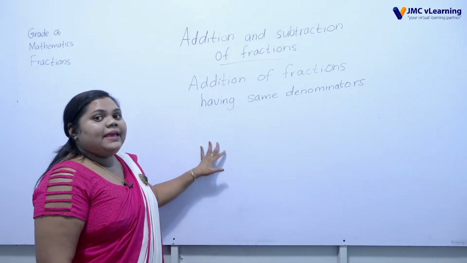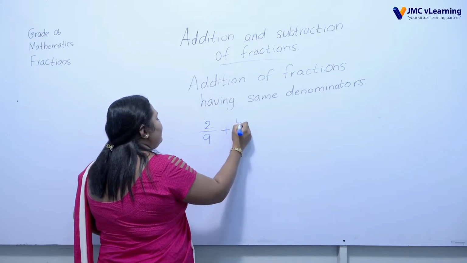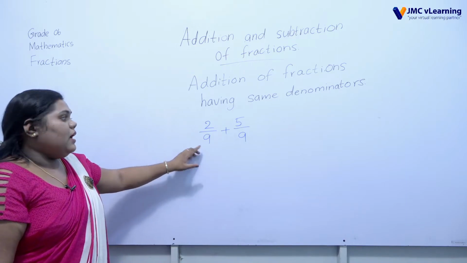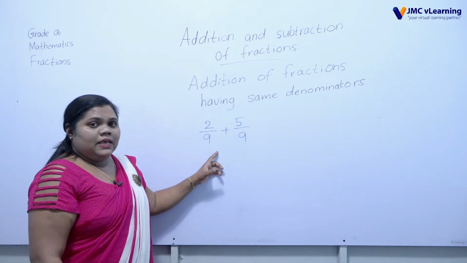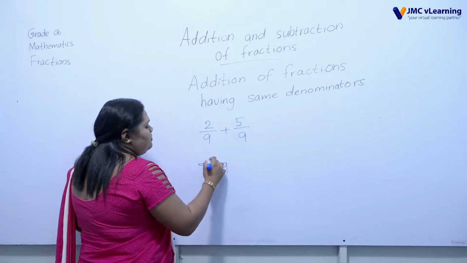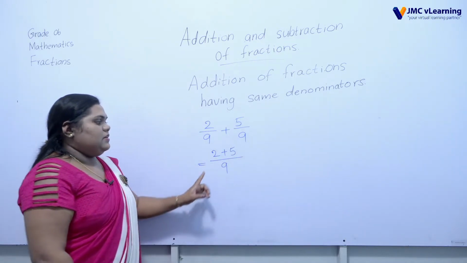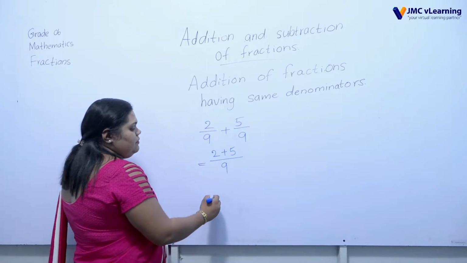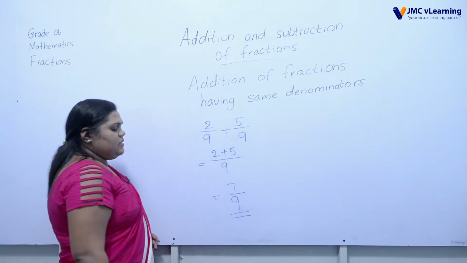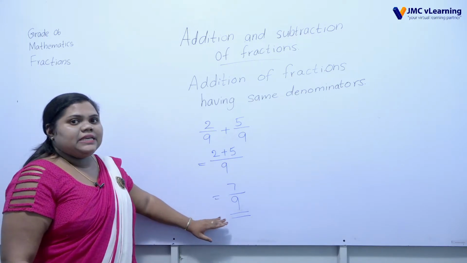Now I will take some examples. 2 out of 9 and 5 out of 9. Now we are going to add these two together. Both the fractions have the same denominator, so you have to add only the numerators together. You put 9 here, and after that you add the numerators together. 2 plus 5, what is the answer? 7. Then the answer is 7 out of 9. Is this difficult? No, it's very easy for you.